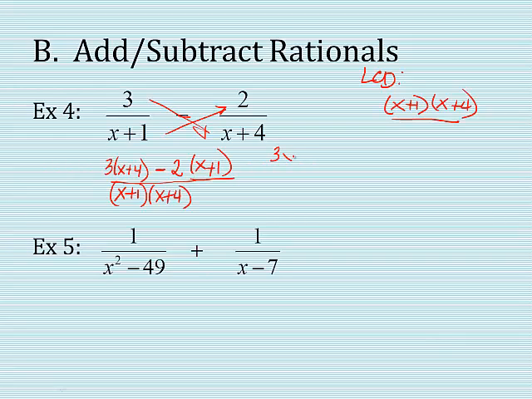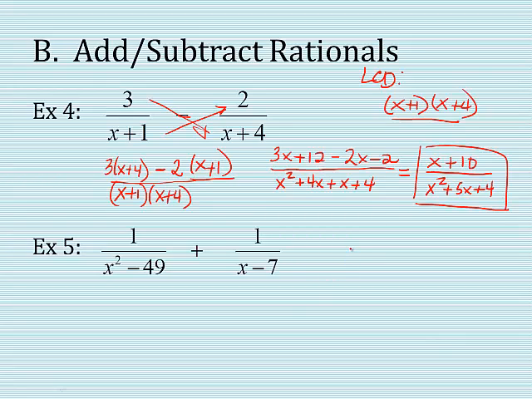So I have 3x plus 12, distribute the negative 2, minus 2x minus 2. Bottom, I'm going to FOIL it, x squared plus 4x plus x plus 4. And lastly, I need to reduce this. So 3x minus 2x is x. 12 minus 2 is 10 over x squared plus 5x plus 4. That is my reduced answer. Okay? That is how you subtract rationals.